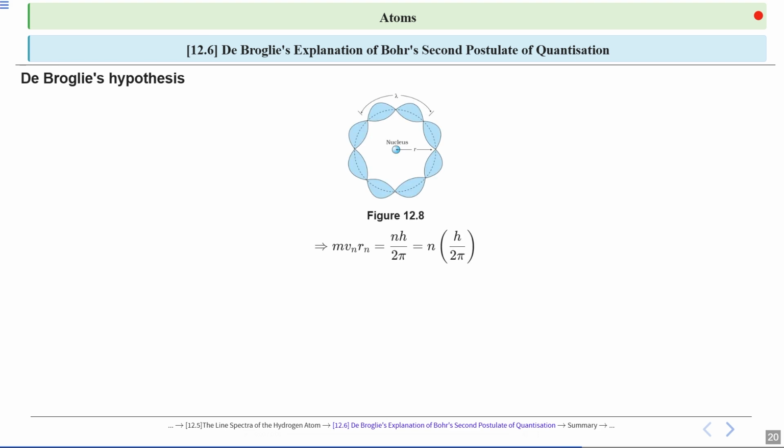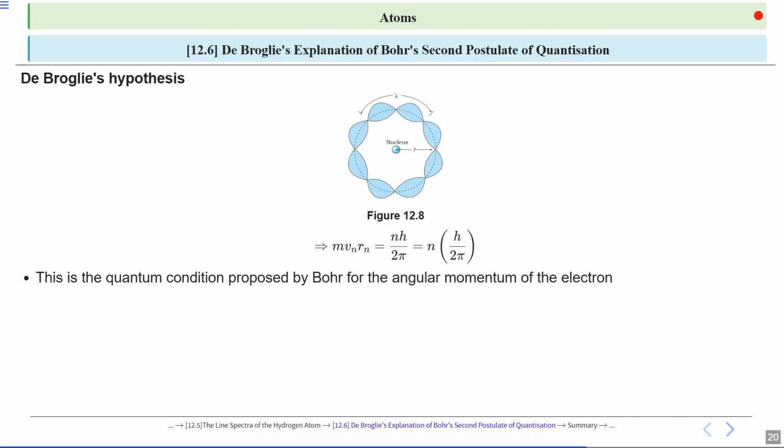Now let's look at the key equation: m vn rn equal to nh upon 2 pi. Here m is the mass of the electron, vn is the speed of the electron in its nth orbit, rn is the radius of the nth orbit, and n is a positive integer called a quantum number, and h here is Planck's constant. This equation is actually the same quantum condition that Bohr proposed for the angular momentum of the electron.